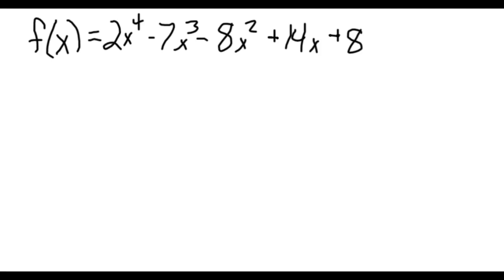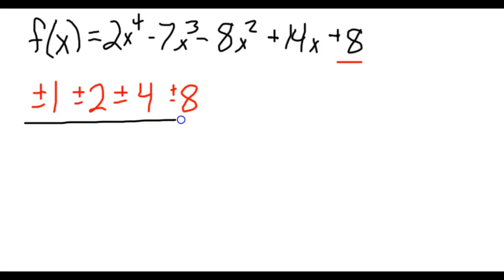So first thing we need to do is take all of our factors of our constant term. So factors of 8. We get plus or minus 1, plus or minus 2, plus or minus 4, plus or minus 8. Okay, we have to have plus or minus for each of them because we could take negative 1 times negative 8 to get a positive 8. So those are all of the factors for our constant term.